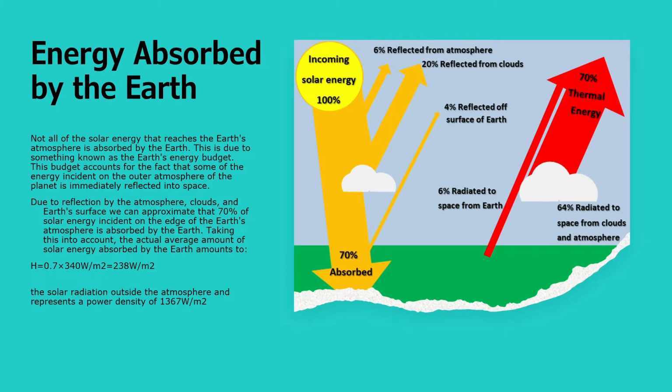Not all of the sun's energy reaches the earth. If we received 100% of the sun's energy on the earth, there would be no life on earth. When the sunlight is coming, let's say 100%, almost the maximum amount of energy is reflected, like 6% reflected in the atmosphere, 20% reflected by the clouds, 4% reflected on the earth's surface, 6% radiated from the space, 64% radiated to the clouds, and more or less 70% is absorbed in the atmosphere. So this is the total amount of energy.